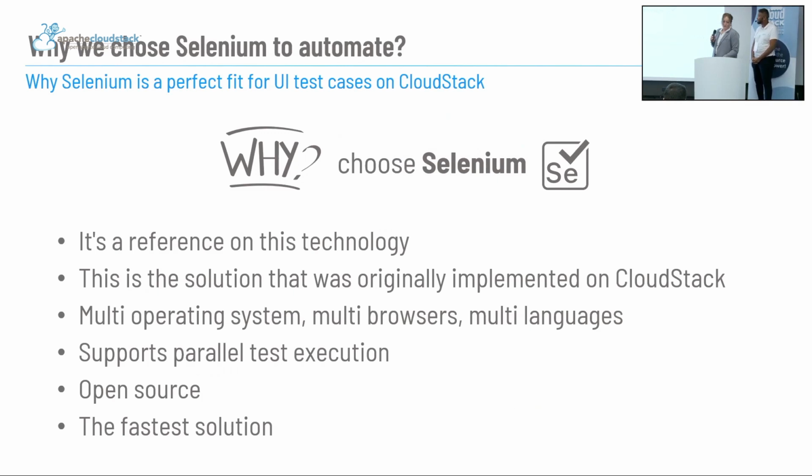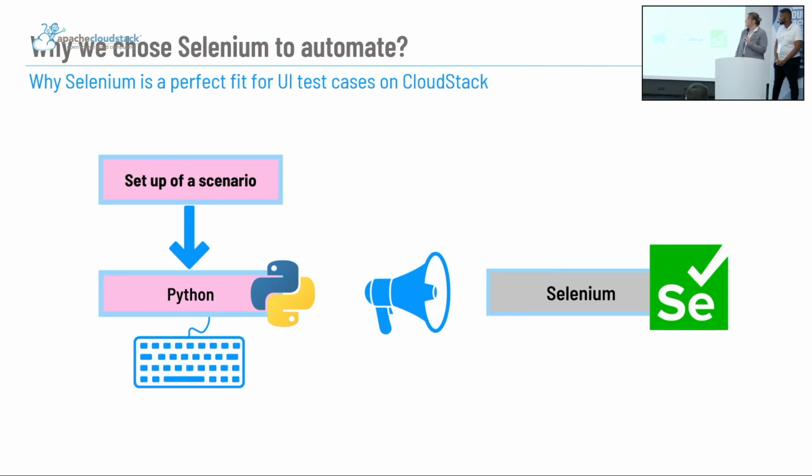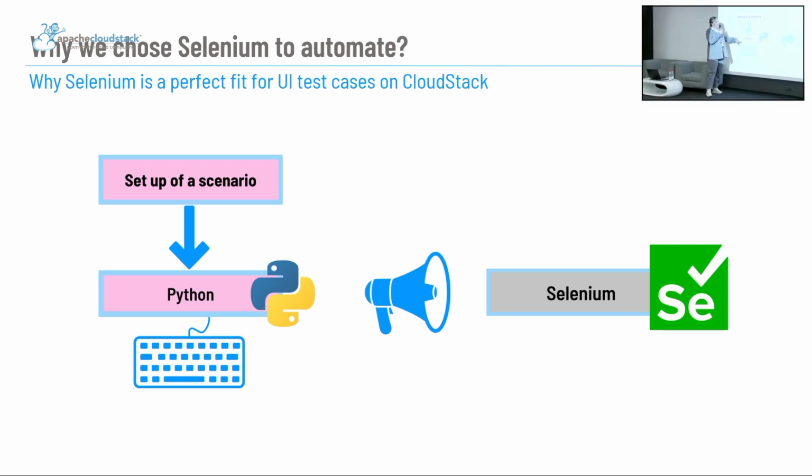So, why did we choose Selenium? It's a reference on this technology. This is the solution that was originally implemented in CloudStack. Multi-operating system, multi-browser, multi-language, support for parallel test execution, open source, and the fastest we think. So, first, you set up a scenario of test, okay? After, you write the scenario in Python, and Python asks Selenium to do the test, okay?